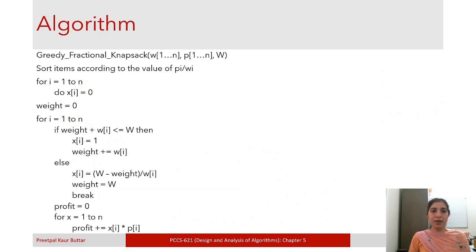Now this is the detailed pseudocode, and here we have n items. We have weights and profits of all the items, and we have the capacity of the knapsack. The first step is to sort the items according to the Pi by Wi ratio. This is sorting, and we have to sort n items, so its complexity will be order of n log n.